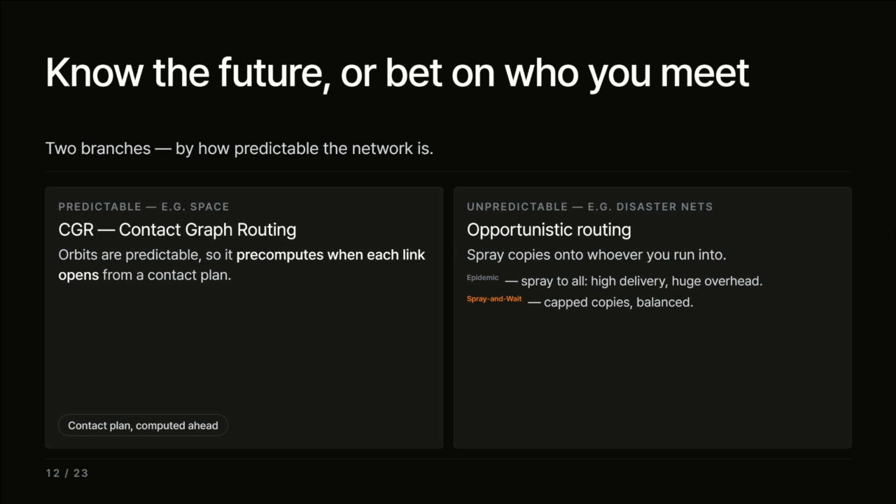So different strategies exist. Epidemic routing forwards copies very aggressively to maximize delivery probability, but at the same time, this creates substantial overhead. Spray and wait limits the number of copies, trading some delivery performance for much better efficiency. The important point is that DTN can operate in both predictable and unpredictable environments. And the predictable side of DTN is already being used in real missions today.